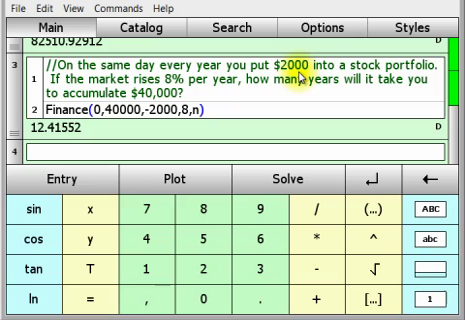And that returns a value of 12.4. Remember to interpret your answer. This represents 12.4 years. Alright, this concludes our Solving Annuity Problems tutorial.